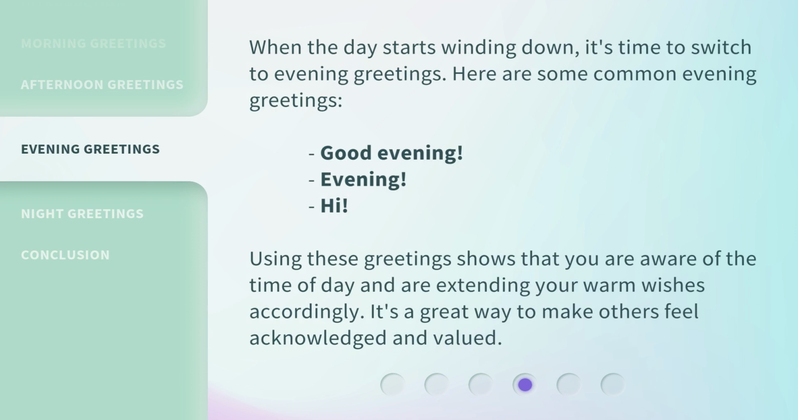When the day starts winding down, it's time to switch to evening greetings. Here are some common evening greetings. Good evening. Evening. Hi! Using these greetings shows that you are aware of the time of day and are extending your warm wishes accordingly. It's a great way to make others feel acknowledged and valued.